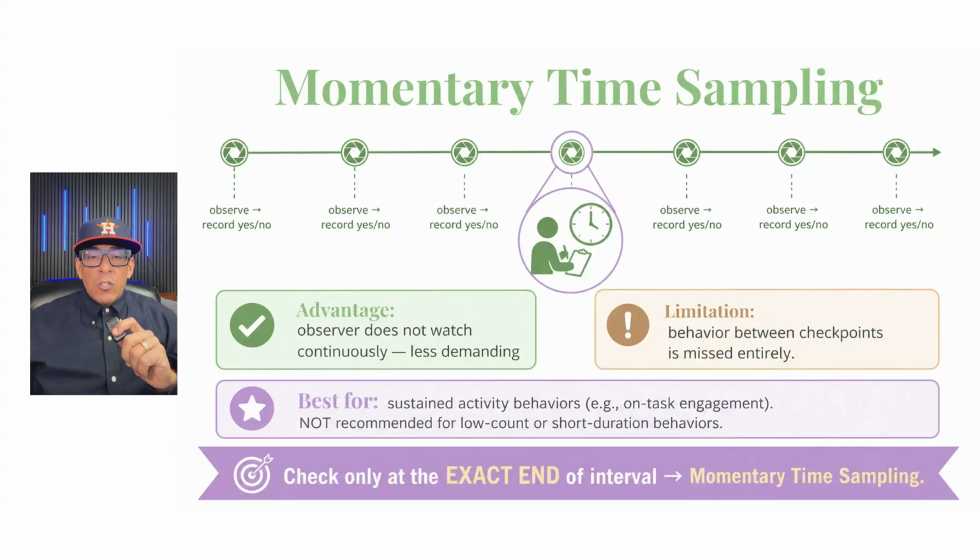Momentary time sampling is used primarily to measure continuous activity, behaviors such as engagement with task or activity. It is not recommended for low count, short duration behaviors. Example, if the observer only checks at the exact end of the interval, it is momentary time sampling.